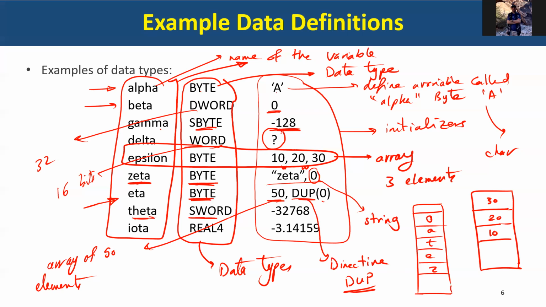Theta, signed word, so a signed 16-bit integer, and you have this value for it. Finally, iota, it's a type of float or real 4. And this is the value for it. Good.